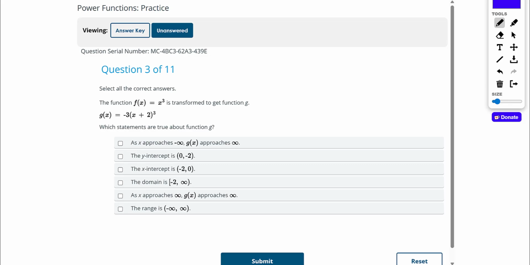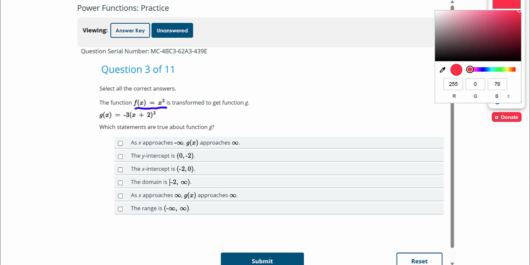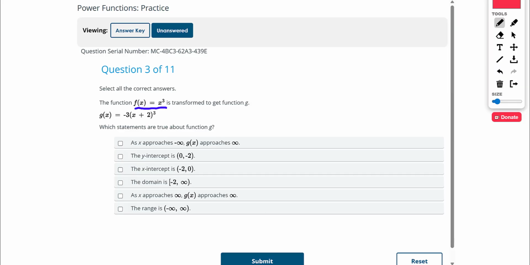Question 3, the function f of x equals x to the third is transformed to get function g of x equals -3 times (x plus 2) raised to the third power. Which statements are true about function g?